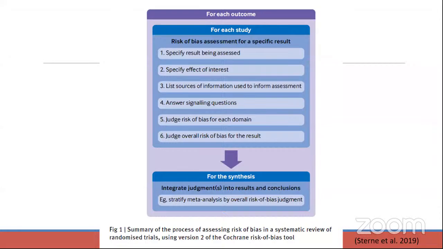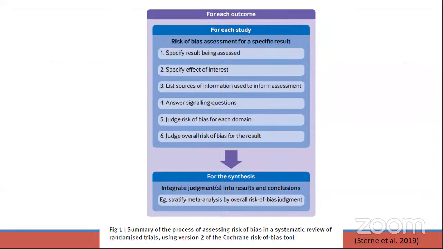And list the sources of information used to inform the assessment. This is an important point: where you go to retrieve the data from to perform this assessment. You can look at the published article. You can look at the appendices. If data are missing, you can contact the authors of the article to give the missing data to perform the assessment. And also if the trial protocol has been registered, you can look at the registered protocol, and see whether there is any deviation from that.